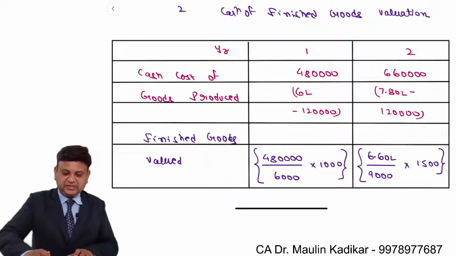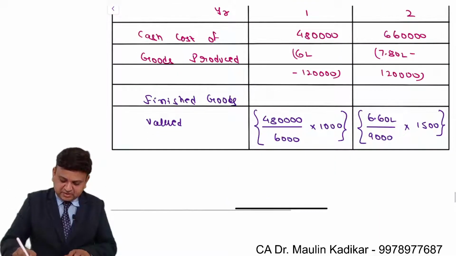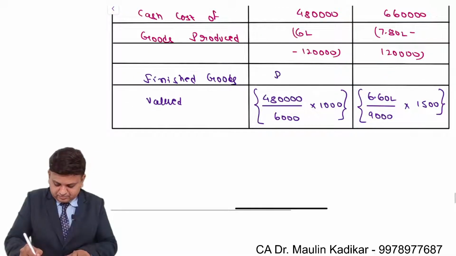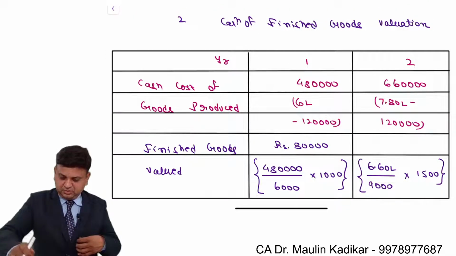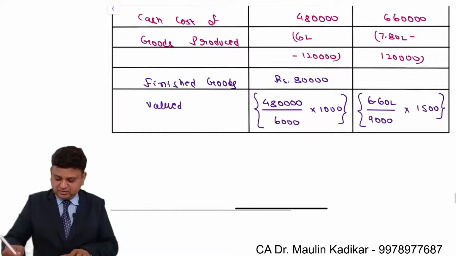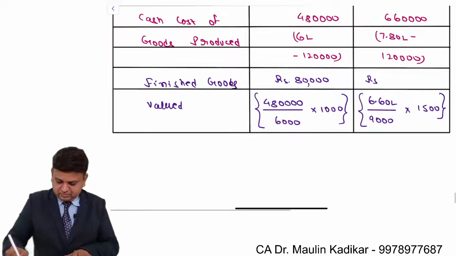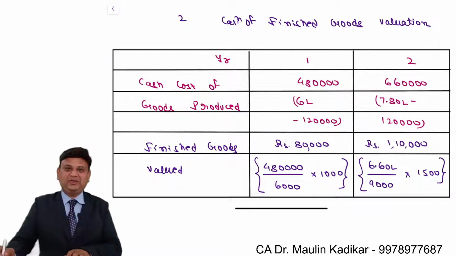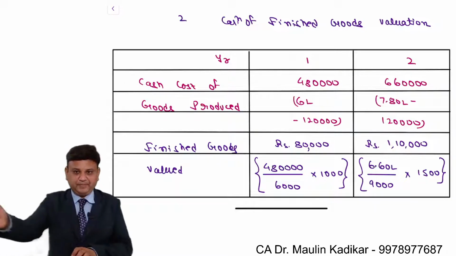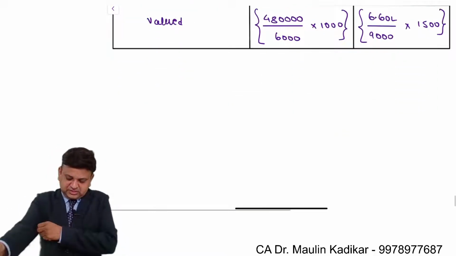So it is 4,80,000 divided by 6, which comes to rupees 80,000. For the second year, it is 6,60,000 into 1,500 upon 9,000, that is 1,10,000. This is the way we are required to compute the finished goods valuation. So write down a note. This is an important note.